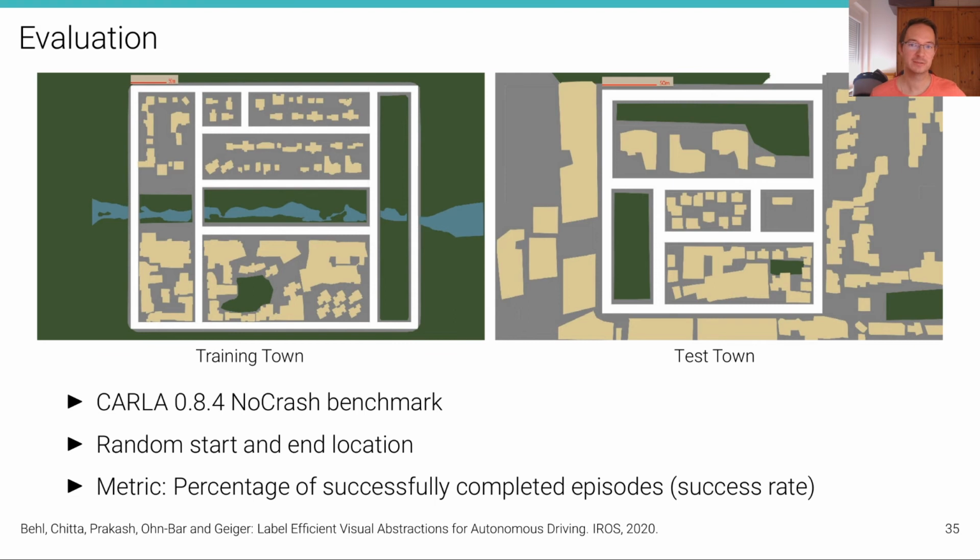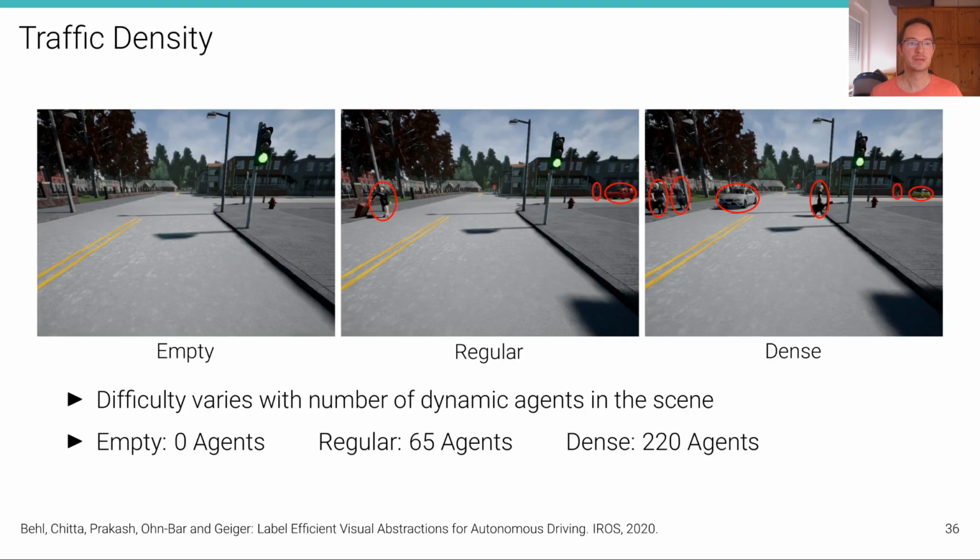We evaluated on the CARLA 0.9.4 no crash benchmark with random start and end locations, and as metric we use again the percentage of successfully completed episodes, or in short the success rate. And we consider different levels of difficulty: empty scenarios, scenarios with regular traffic density, and quite dense traffic scenarios.